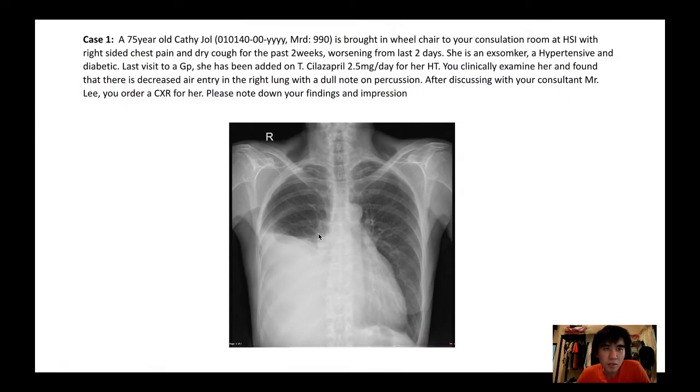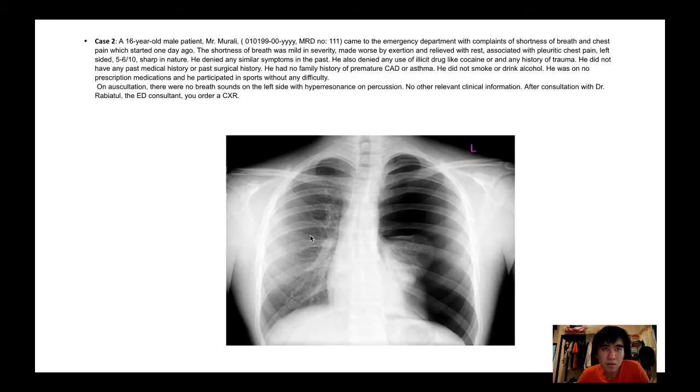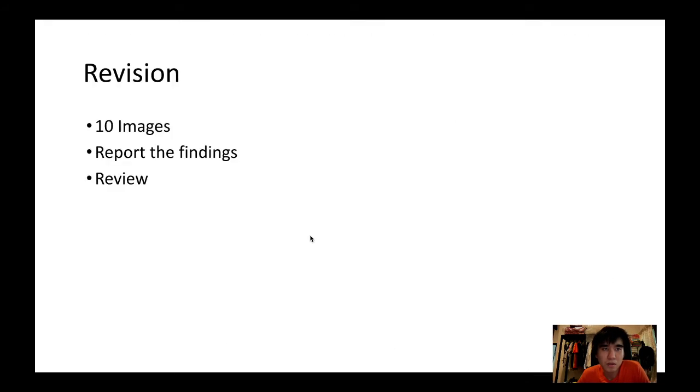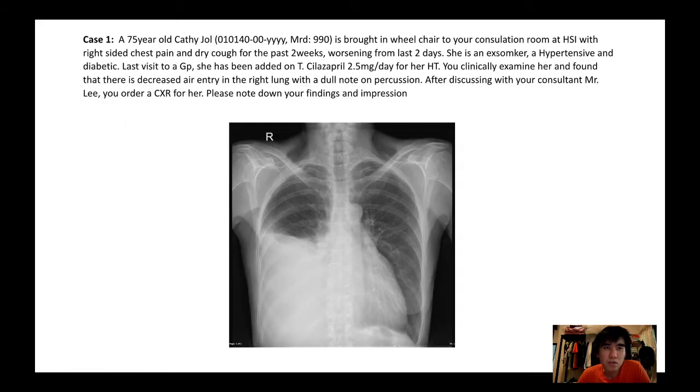So case one. Case 1, a 75-year-old Katie Joel. This is the date of birth, 1st of January 1940, I guess. Is brought in wheelchair to your consultation room at HSI with right-sided chest pain and dry cough for the past 2 weeks, worsening from last 2 days.